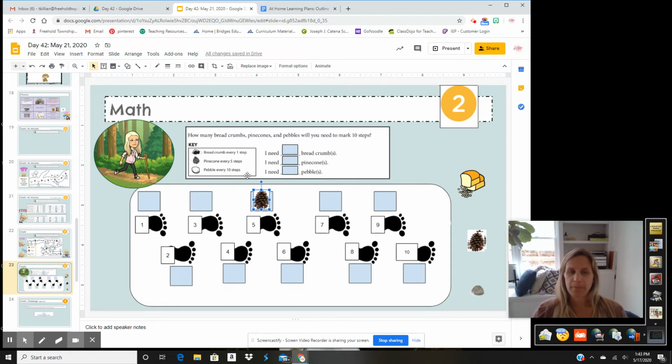When did they drop the pebble? Oh yeah, that's right. The key says every 10 steps. So I'm only going to need 1 pebble. You're going to fill in the rest and figure out your answers. I need breadcrumbs, I need pine cones, and I need pebbles. Use these manipulatives to help you.